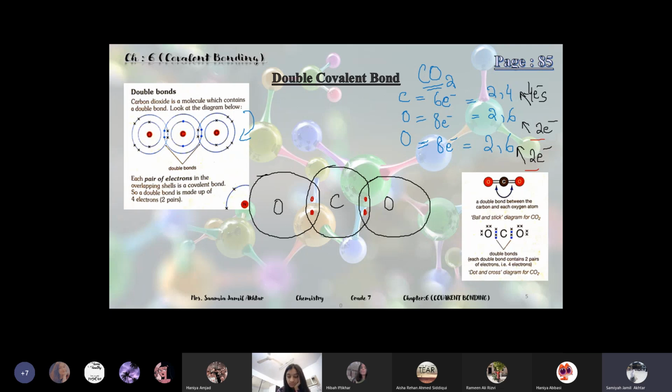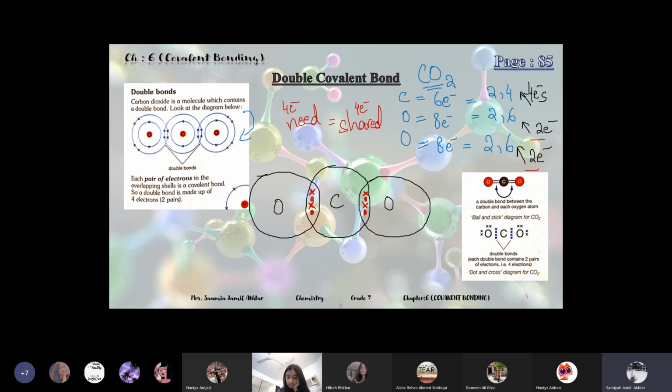Now see, carbon needs 4 electrons. So it will share 2 electrons with oxygen 1 and 2 electrons with the second oxygen. So now it is sharing 4 electrons because we know that the electrons needed is equal to electrons shared. So carbon needs 4 electrons, so it is sharing also 4 electrons, but 2 with one oxygen and 2 with the other oxygen. Got it? Yes, teacher.